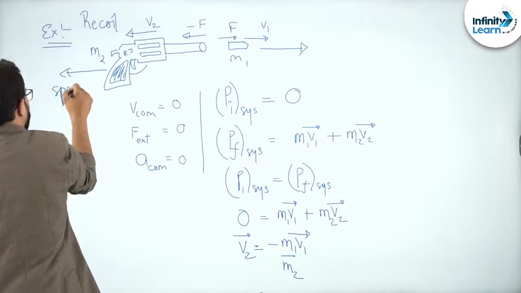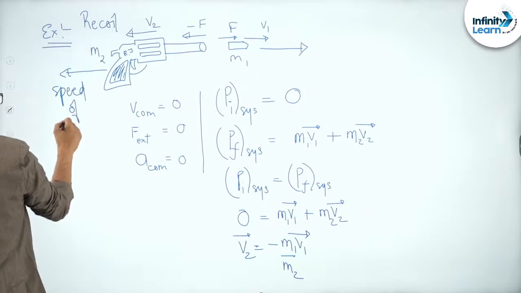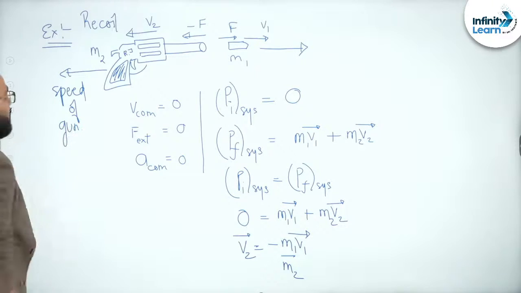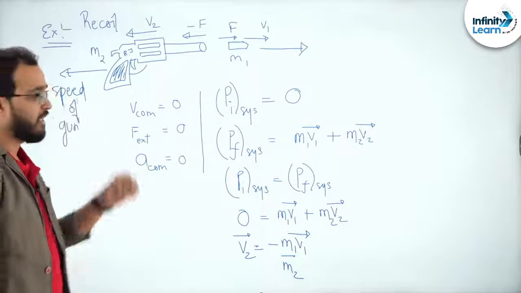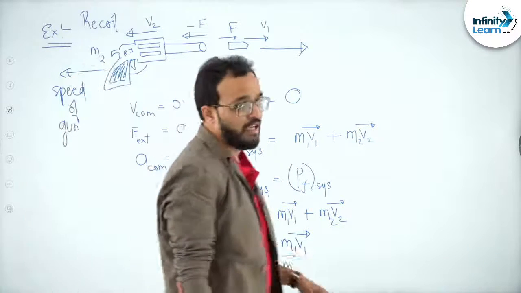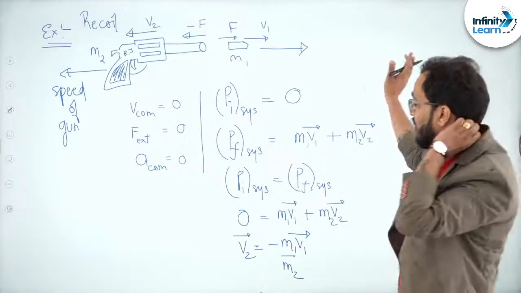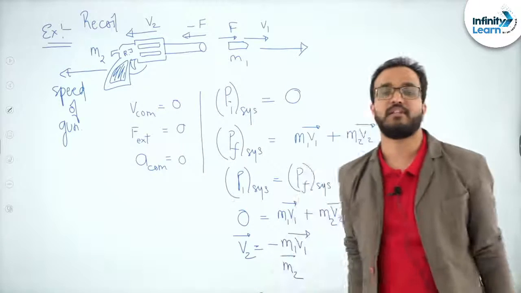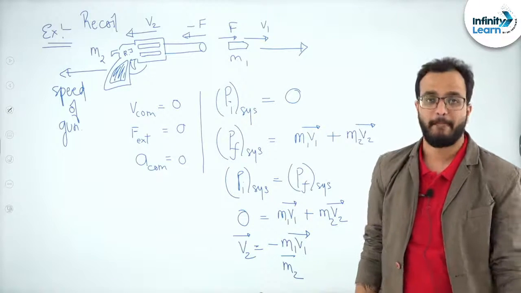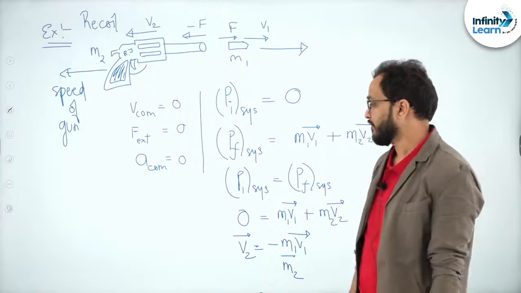Recoil speed of gun. I hope you understand this point. This is very simple. So, this is how you are going to figure out what is the recoil speed of the gun. This is all a concept related to conservation of linear momentum. Are you getting it? Okay.